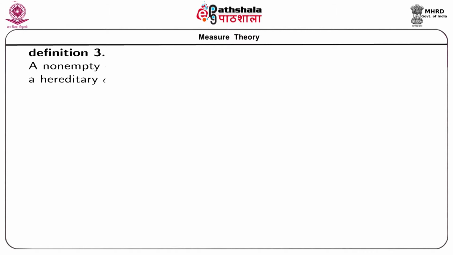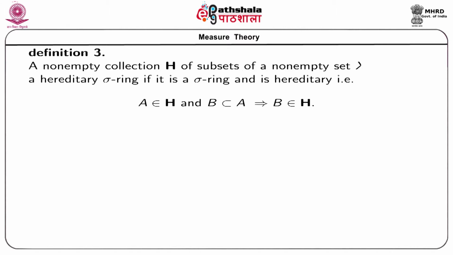We now introduce our third definition. A non-empty collection H of subsets of a non-empty set X is called a hereditary sigma ring if it is a sigma ring and is hereditary, that is, whenever A belongs to H and B is subset of A, then B belongs to H. That is, whenever a set belongs to the collection H, all its subsets also belong to H.